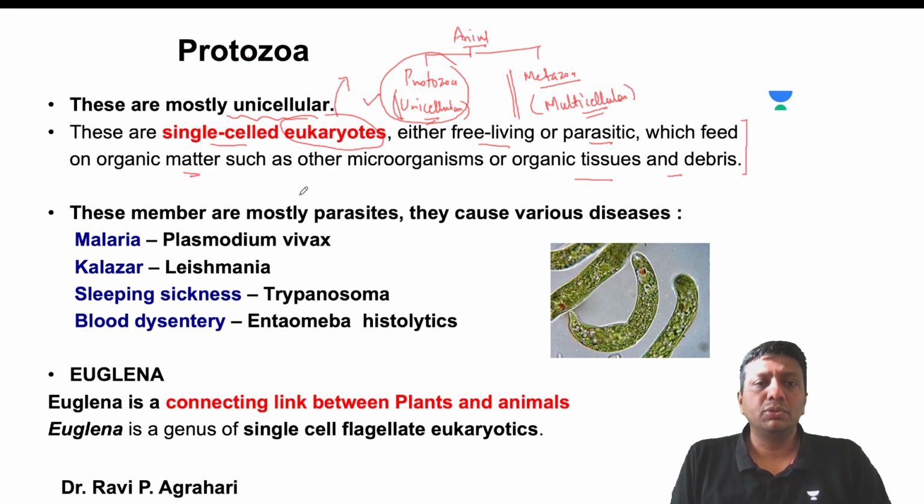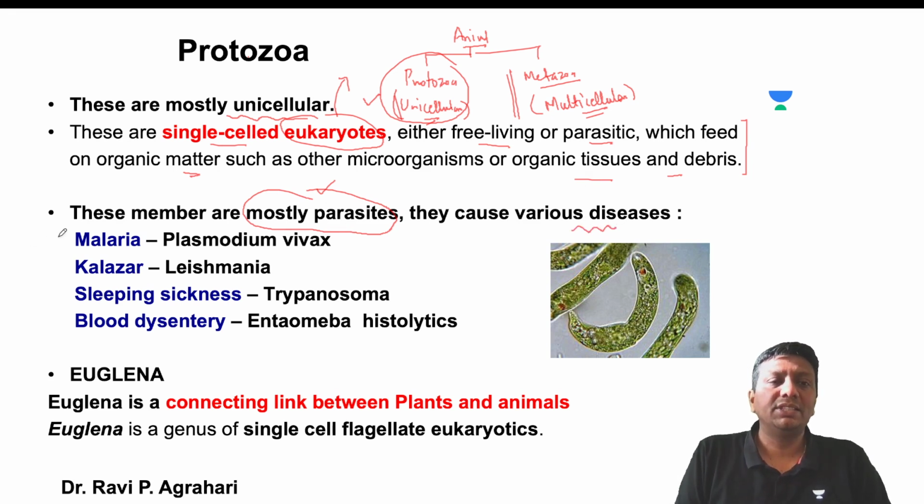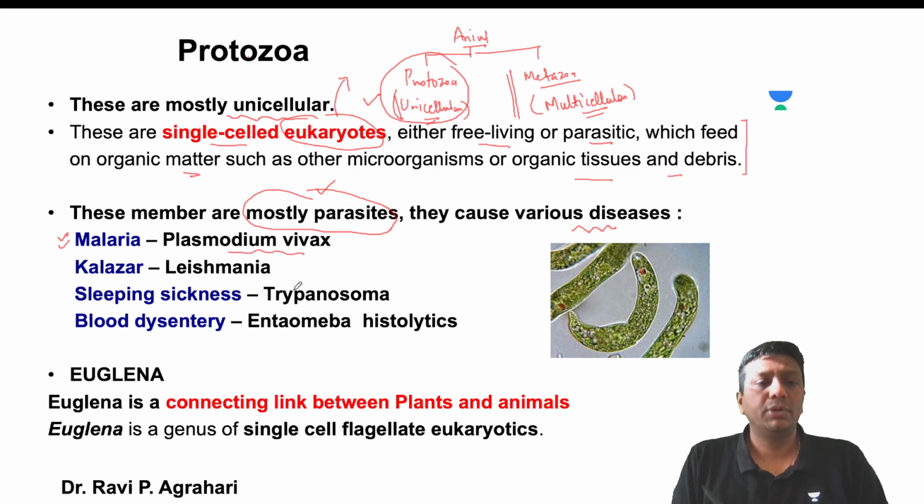Most members of protozoans you can see as parasites, taking nutrition from a living host, and side by side they also cause various diseases. Malaria, which is a very popular disease, is caused by protozoans. The name of the protozoan is Plasmodium vivax.